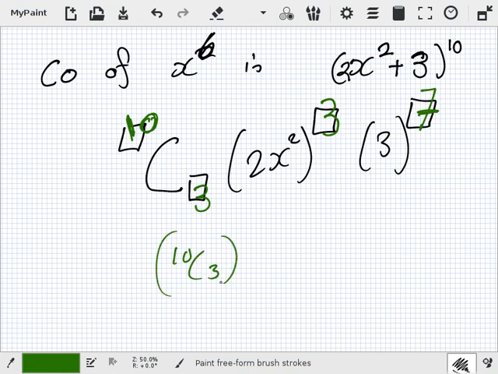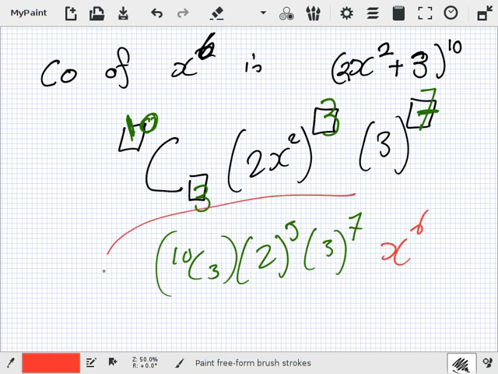Does it have to be a 3? It can be a 7 too. Which one? 10 combination. Oh yeah, it could be a 7. It has to be a 3 or it has to be a 7. 2 cubed times 3 to the 7, x^6. So that's your coefficient there, in this case.